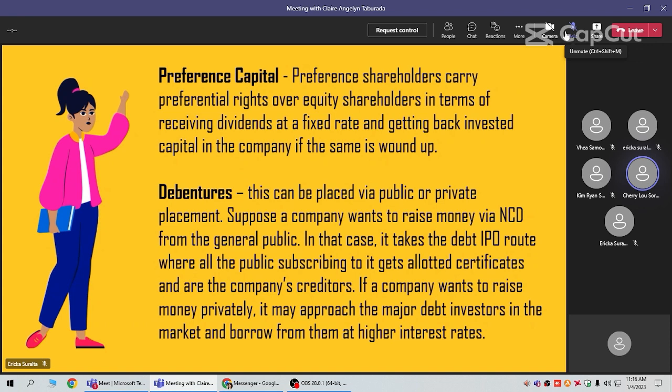company's creditors. So IPO means that the company's ownership is transitioning from private ownership to public ownership. For that reason, the IPO process is sometimes referred to as going public. So it may approach the major debt investors in the market and borrow from them at higher interest rates. So next slide please.